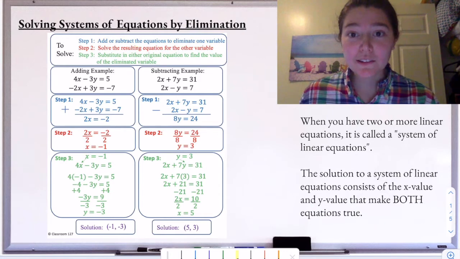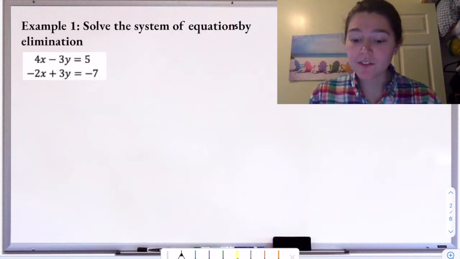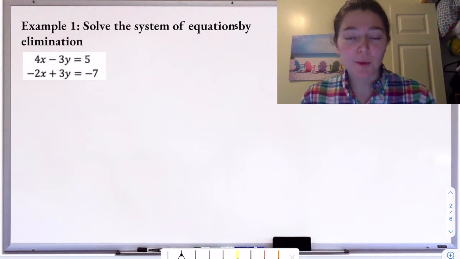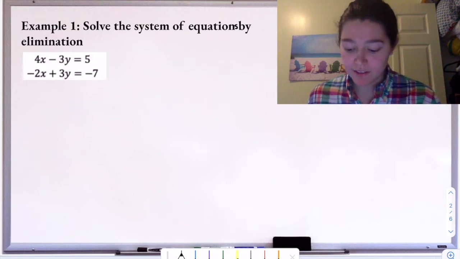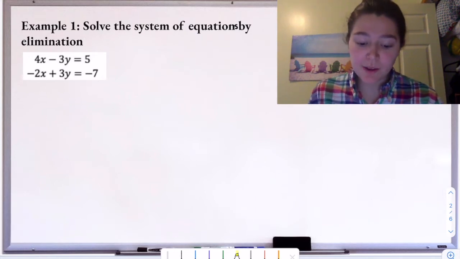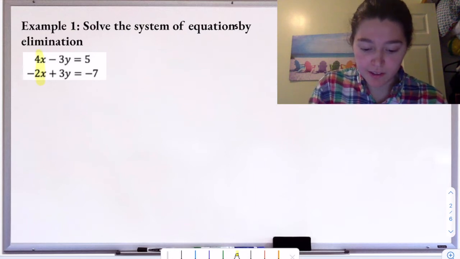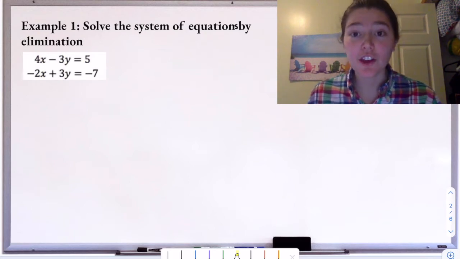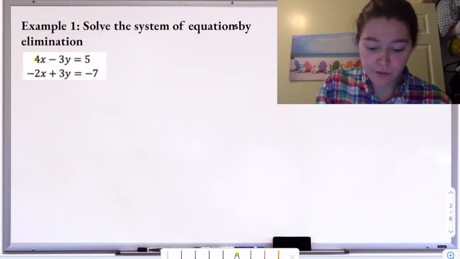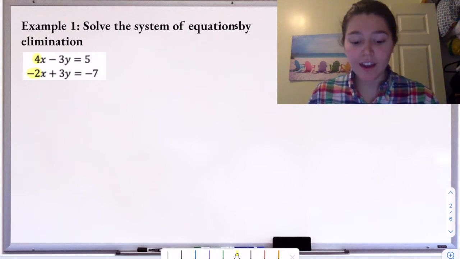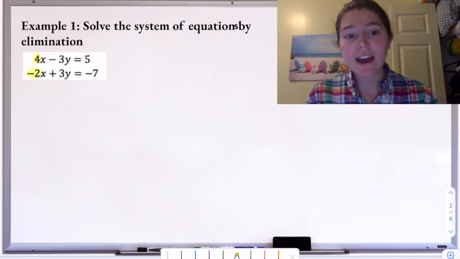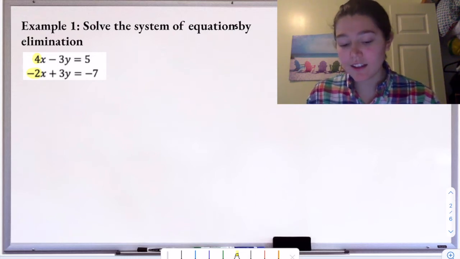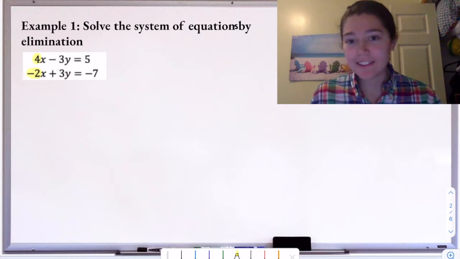Okay, so let's look at some examples. Here we have: solve the system of equations by elimination. When I look at this problem, I can see right away that an elimination approach is going to make a lot of sense. I see that my x and y variables are lined up. Here are my x's, here are my y's, and then there are my constants. If I pay attention to the coefficients 4 and negative 2, if I add or subtract them, I'm not going to eliminate the variable. If I subtract, I'll get 6x. If I add, I'll get 2x. That's not going to make it go away.